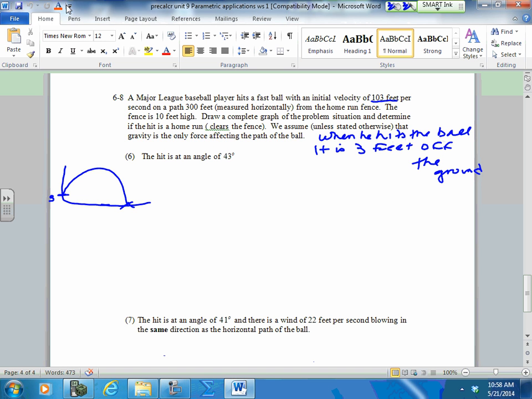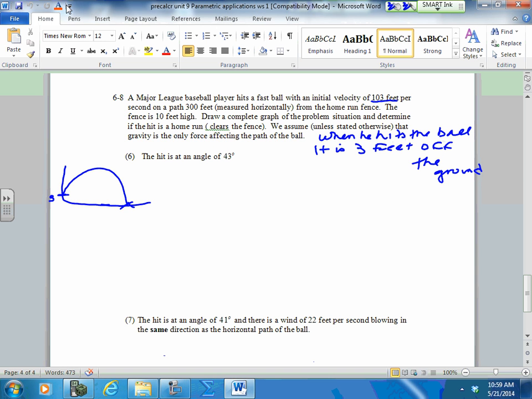He's got an initial velocity. He wants to know if he's going to clear the fence when he hits the home run. You have to know when he hits the home run, which is 300 feet away from where he's standing, there's a 10-foot fence. Does it hit the fence or does it go over it to give him a home run? So we assume that gravity is the only force that's affecting the path of the ball. So we draw a sketch.